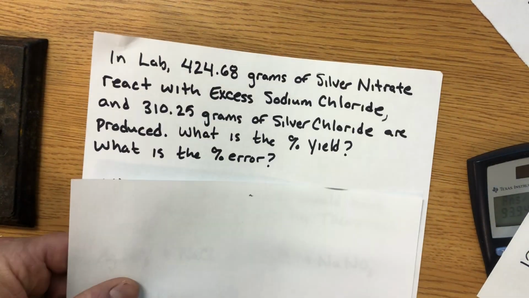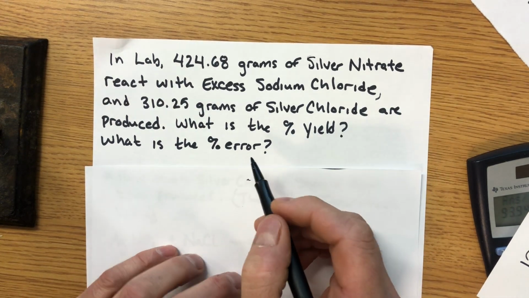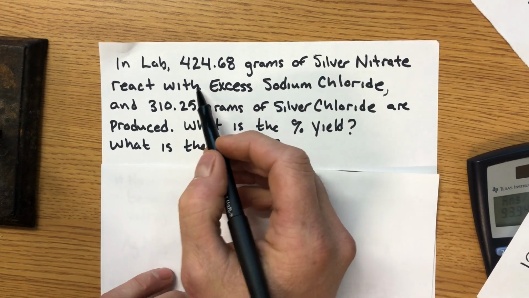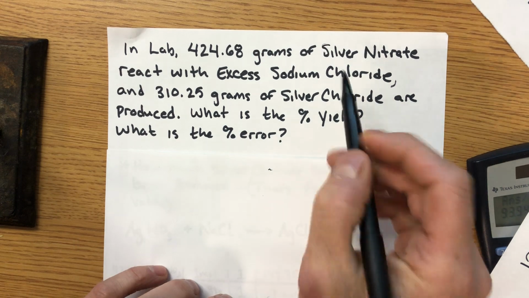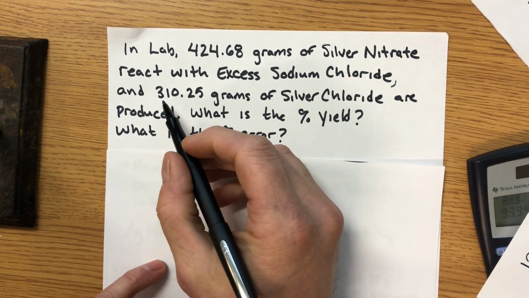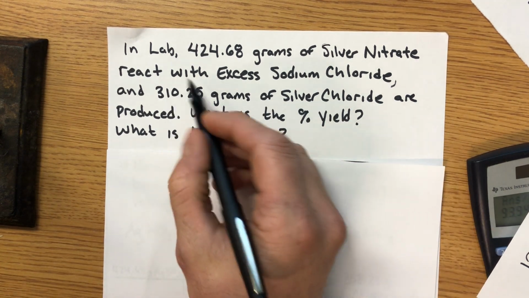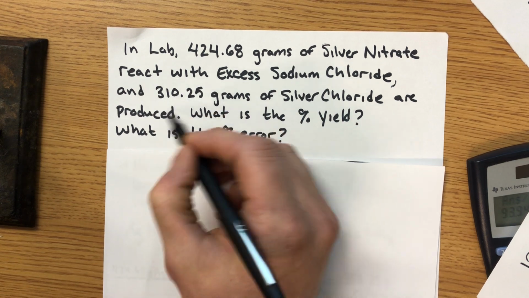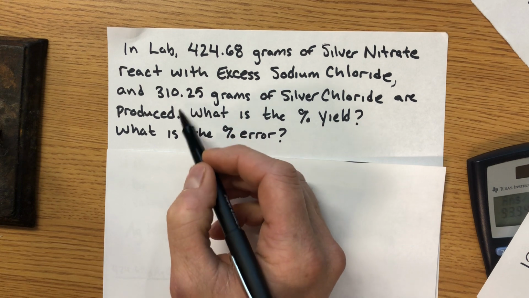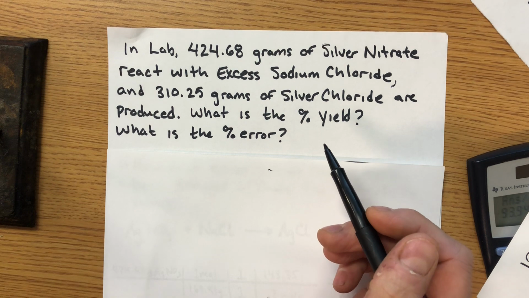So here is the problem in lab. We're pretending that this is actually happening in a lab setting. So in lab, 424.68 grams of silver nitrate react with excess sodium chloride, and 310.25 grams of silver chloride are produced. That number is going to come back as an actual production or an actual value, and that's oftentimes given in a problem like this. So based on that, what is the percent yield and what is the percent error?